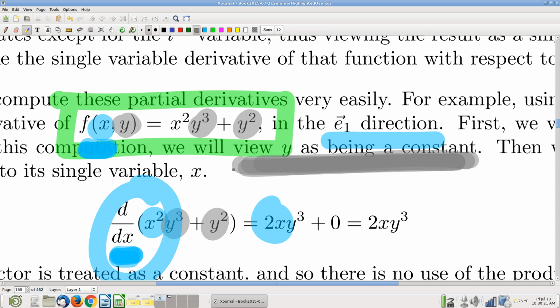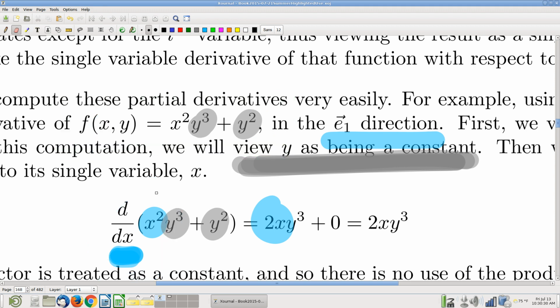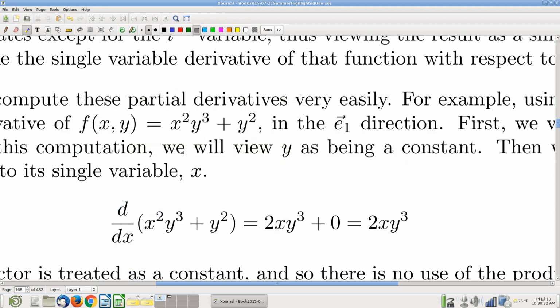We're treating y as a constant because it is a constant. So that was easy, right? Now let me just remind you of what we've computed here. We've computed a directional derivative.